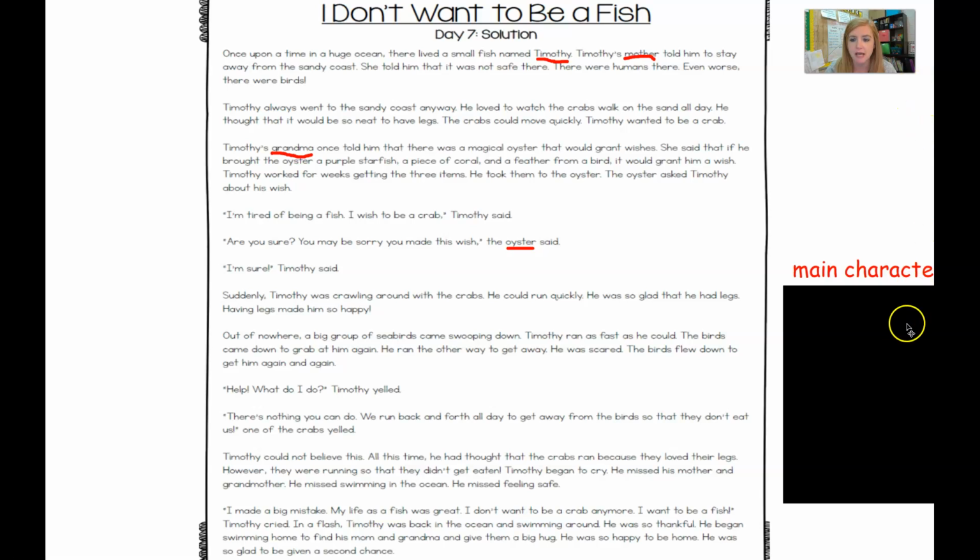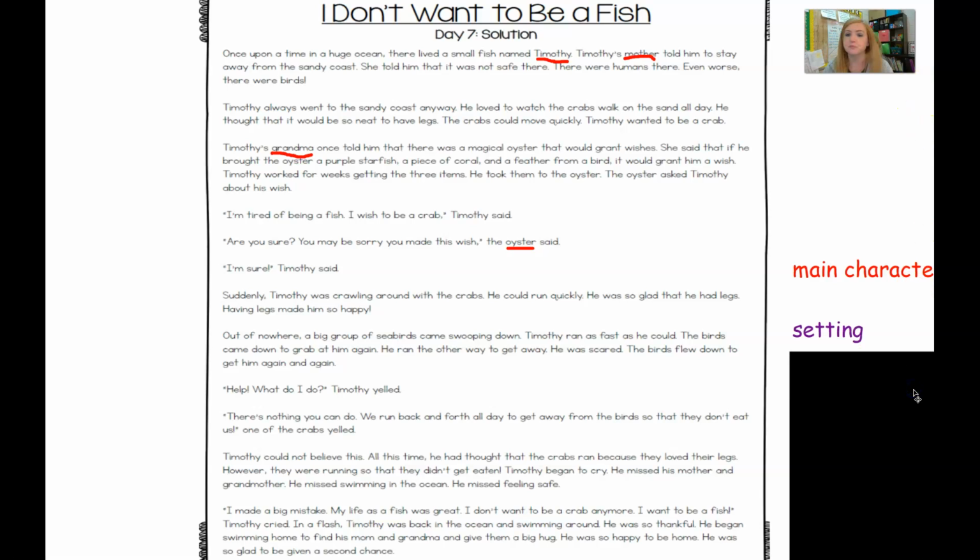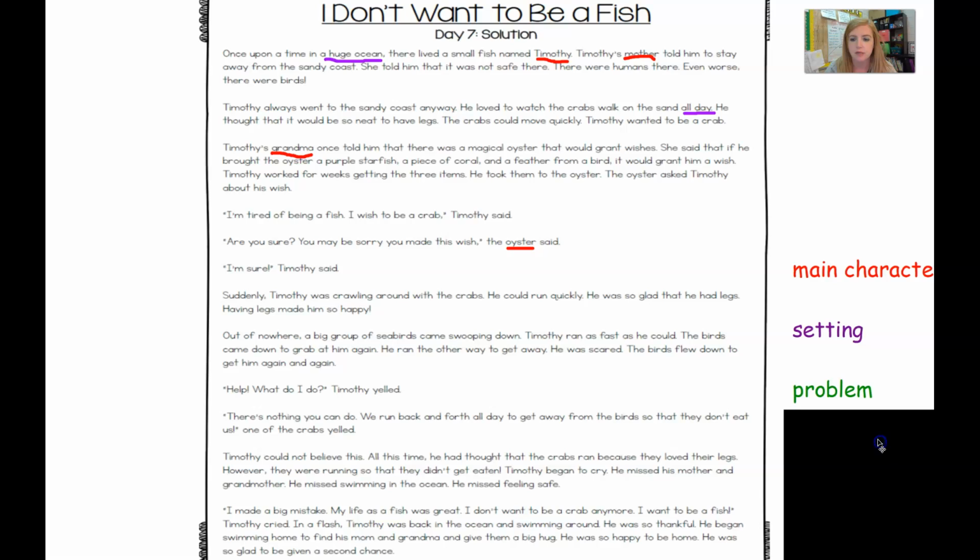Now, as far as the setting, we need to be thinking about where and when does the story take place. If I look in the very first sentence, it says, once upon a time in a huge ocean, there lived a small fish named Timothy. So right in the very first sentence, it tells me where they are. He's in the huge ocean. Now, I'm not sure what kind of day. It says he likes to watch the crabs walk in the sand all day. So I'm assuming that it's probably daytime, but he's in a huge ocean somewhere. That is the setting.